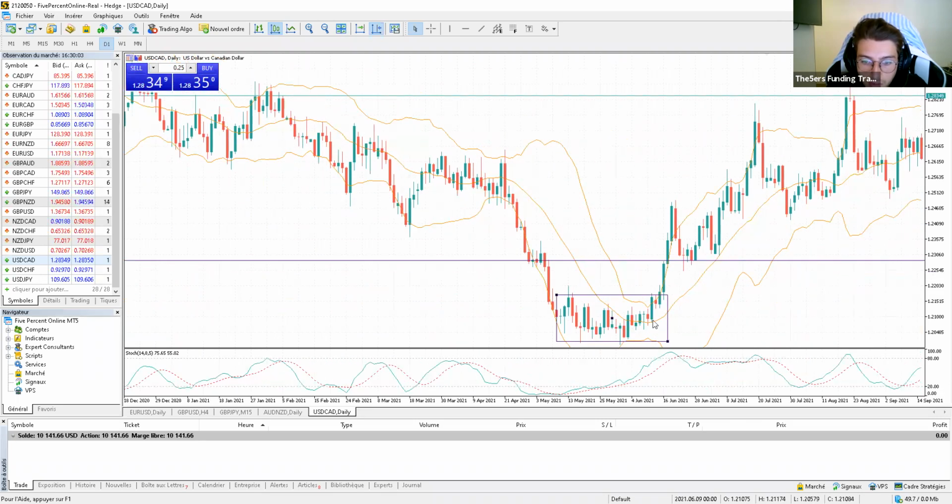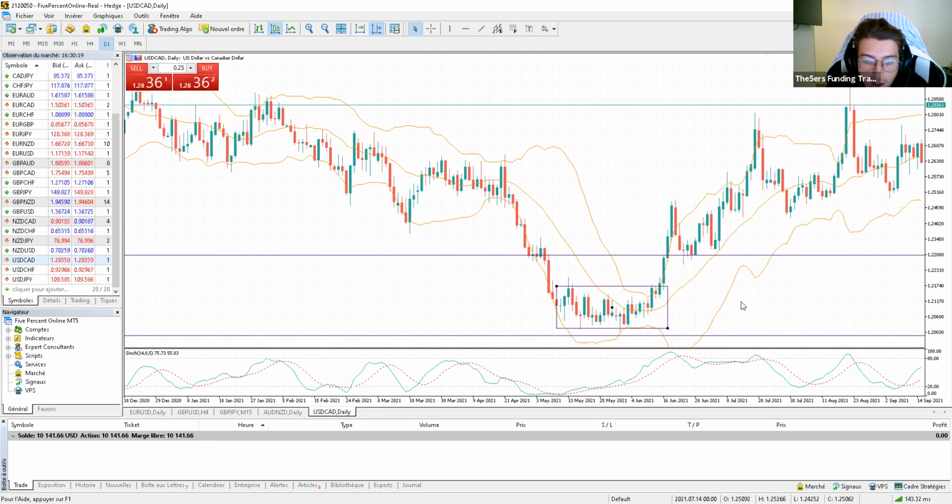Okay, so this type here. It can tell itself, okay, here it's maybe the end of the downward trend. And here the market is starting to react. And there are some traders that are playing very aggressive and can enter the market.